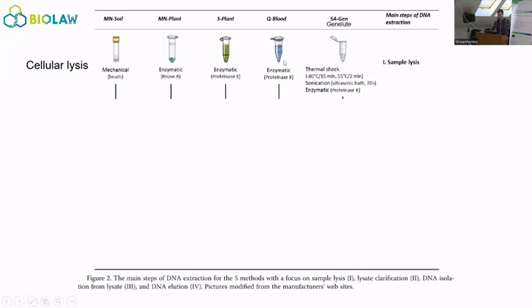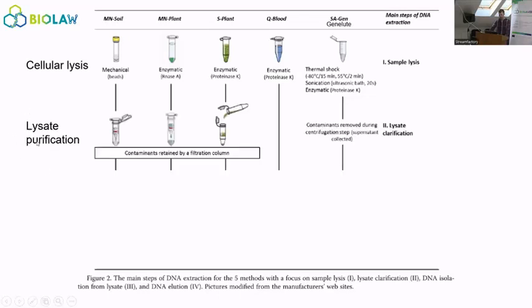Here, this is the first step for DNA extraction, when you explode the cells, the cellular lysis. For the soil kit, it is mechanical, with some small beads. For plants, it's enzymatic with RNAs. With the plant kit, it's also enzymatic, but with proteinase K. And with blood, it's also with proteinase K. With GenElute, we do different things: there is a thermal shock, there is a sonication, and it's also enzymatic cellular lysis. So you can see here, different things are done.